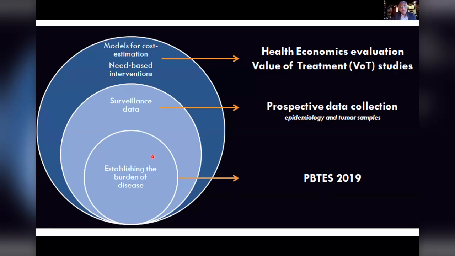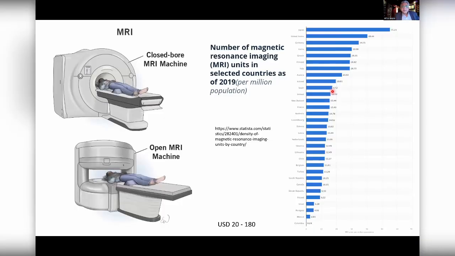So we want to move from PB test to prospective data collection. That's the prospective Pakistan brain tumor epidemiological study that I'm trying to start now. And eventually we need to look at the health economics and evaluation of value of treatment studies. So we need to go progressively. But then we can't wait until all those things are available. We need to start to move as things become available.